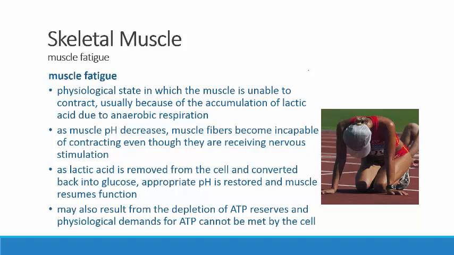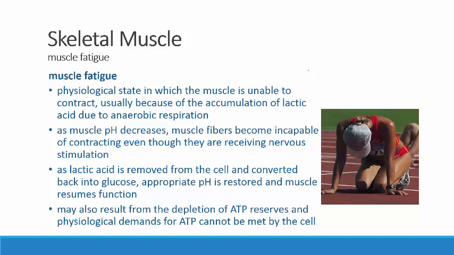So the contraction is blocked because of this low pH environment. All those ionic processes, the movement of ions, become harder and harder to accomplish as the pH of the cell becomes lower. As we remove lactic acid from the cell and convert it back into glucose there at the liver, then the appropriate pH is restored and the muscle can resume function.